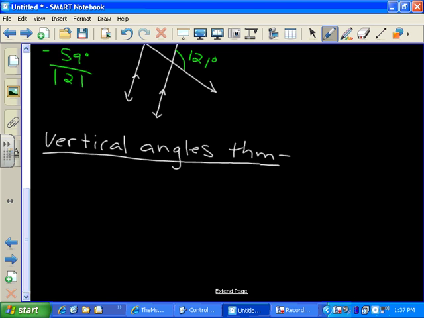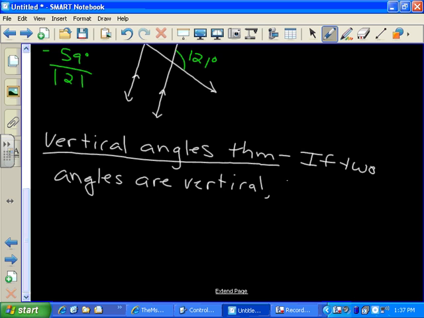It's one of my favorites because it's actually used a lot in a lot of different ways. It simply says if two angles are vertical, then they are congruent.